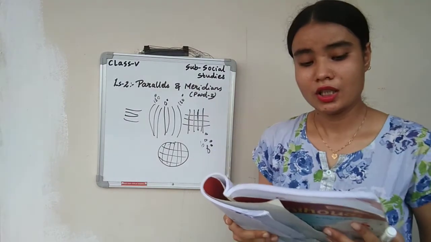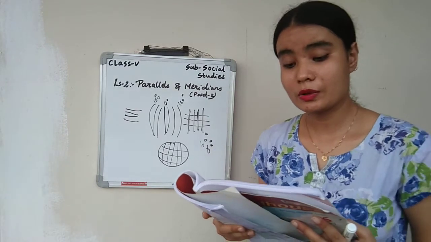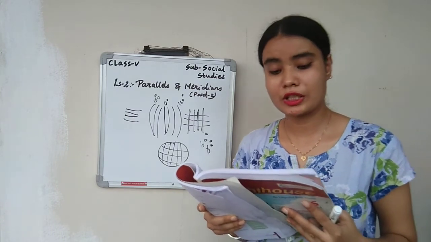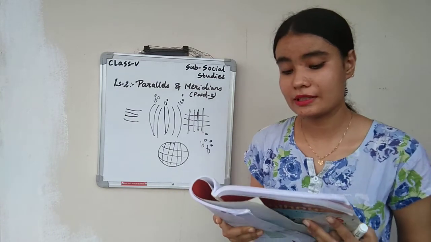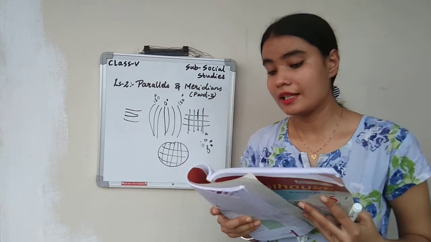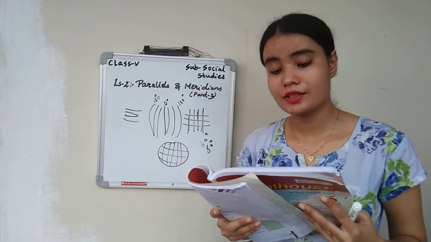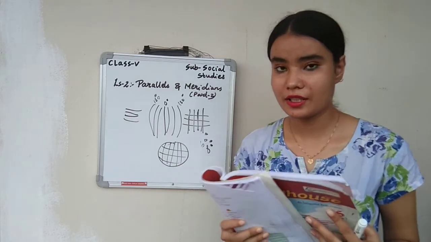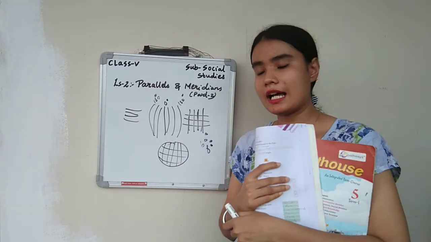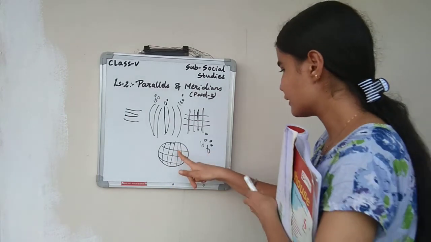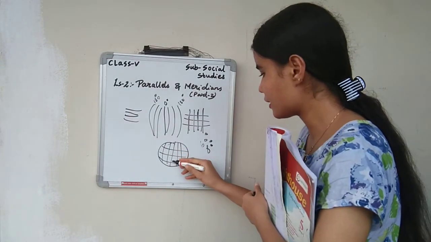For example, this grid helps in locating places. For example, we can find Delhi on the globe with latitude 29 degree north and longitude 77 degree east. Then we can say that the position of Delhi on the globe is 29 degree north and 77 degree east. Now for example, I will ask you to locate Delhi. Somewhere here Delhi is there on the globe.